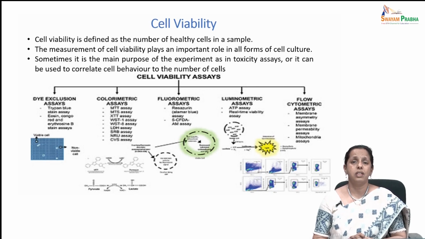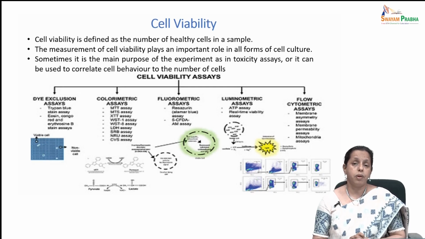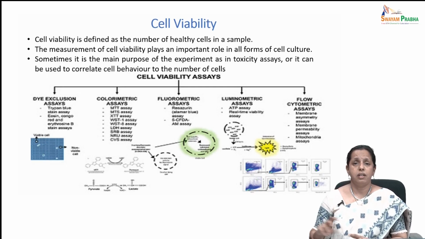So there's something called cell viability assays, where the number of healthy cells upon treatment with a drug or a compound is estimated. This measurement of viability plays an important role in all forms of cell culture. Sometimes it is the key purpose for determining cytotoxic assays, or it can be used to analyze the behavior of the number of cells upon giving a stress condition. Cell-based assays are often used for screening a collection of compounds, as we have seen here.